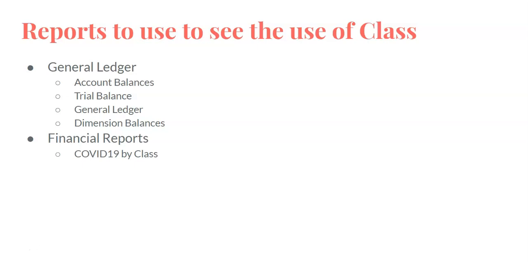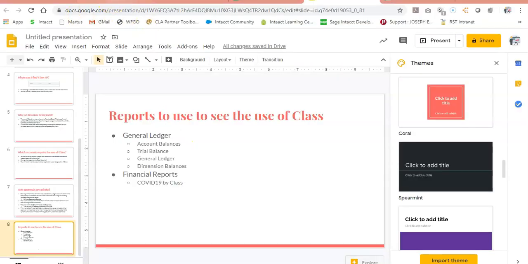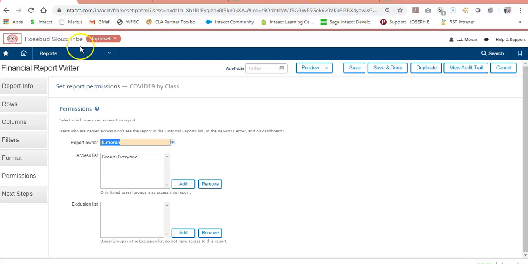Under General Ledger, there's four: account balances, trial balance, General Ledger balance, and dimension balances. And under financial reports, there's a report called COVID-19 by class. With any of these reports, you'll be able to designate when class was being used or when it wasn't used, and find out your activity. So let's get into Intacct and take a look.